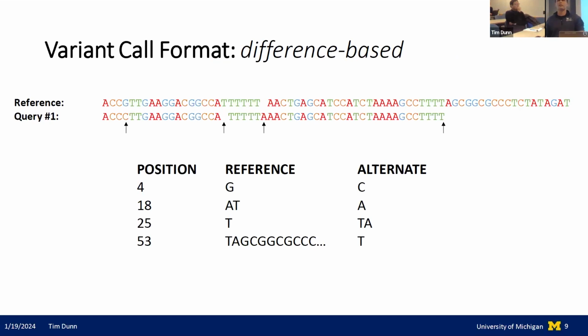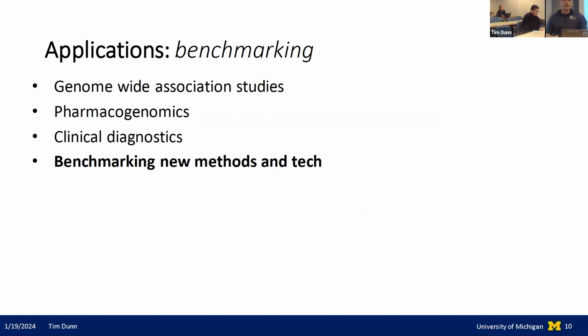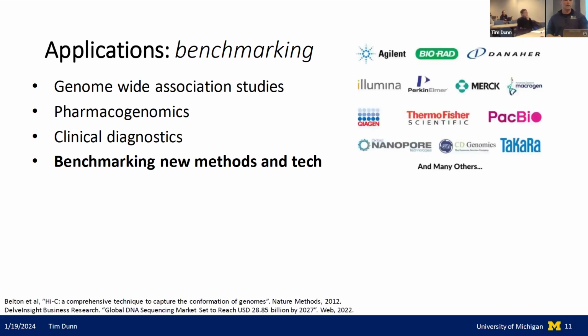And these difference-based results are typically stored in variant call format, where you note the position of the mutation, then what the reference genome said, and then what the alternate sequence is. So here we can see at position 4, a G was mutated to a C, and so forth. Now, what I'm going to be focusing on is specifically benchmarking the results of these variant calls.